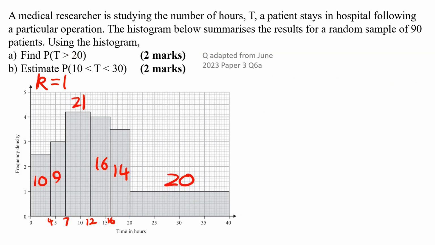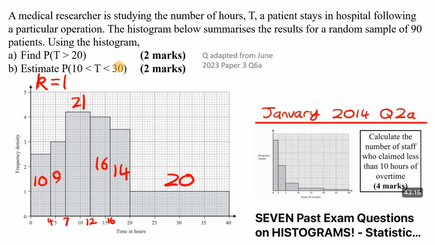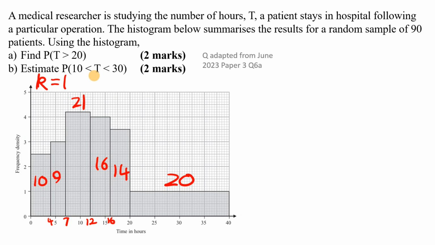Okay, and then for part B, we need to estimate the probability that t is bigger than 10 but less than 30. Now, we went through questions like this in the histogram exams question video, so go back to that if you need a reminder. When we're estimating values using a histogram, we essentially create our own bars. So we need to find when t is bigger than 10.